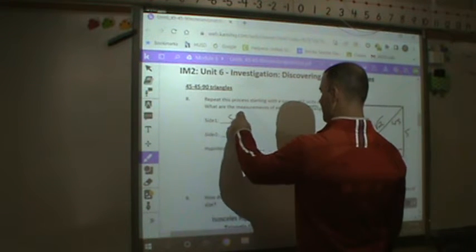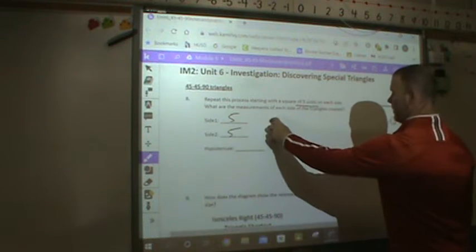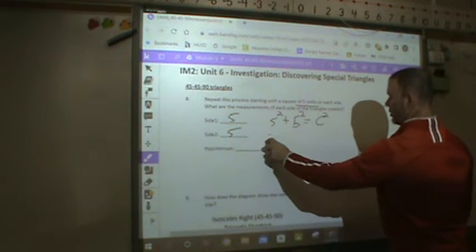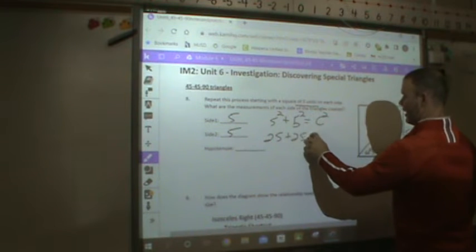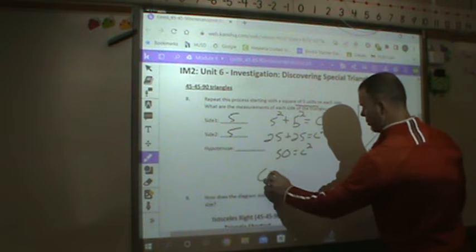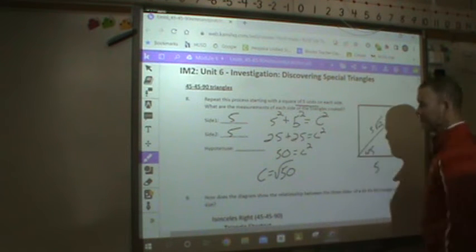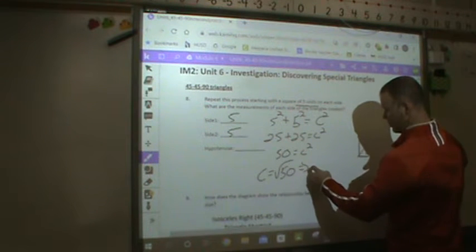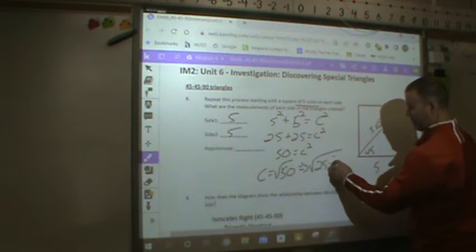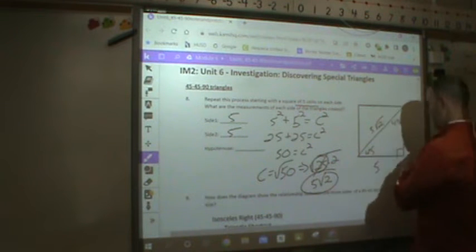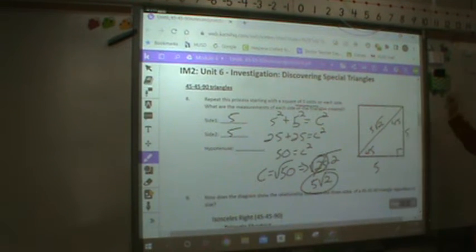Well, let's prove that. Legs and legs are 5, so 5 squared plus 5 squared equals c squared, or 25 plus 25 equals c squared, or 50 equals c squared, or c equals the square root of 50. Okay, so simplify the radical. 25 times 2, 25 is a perfect square, 5 square roots of 2. Yes, this relationship always exists.